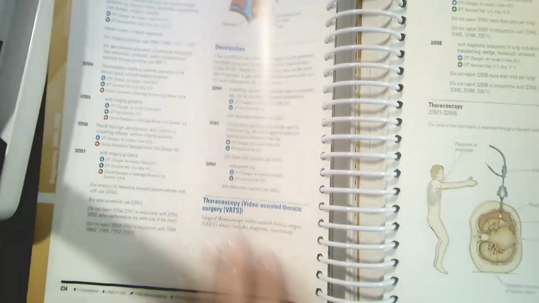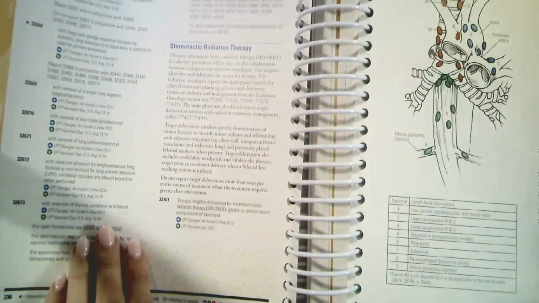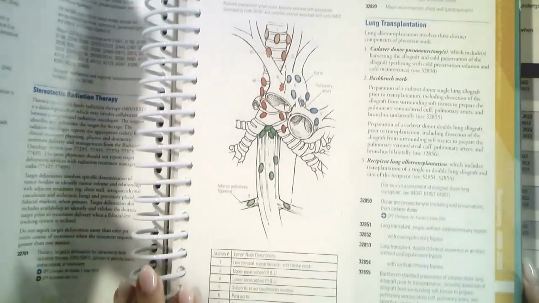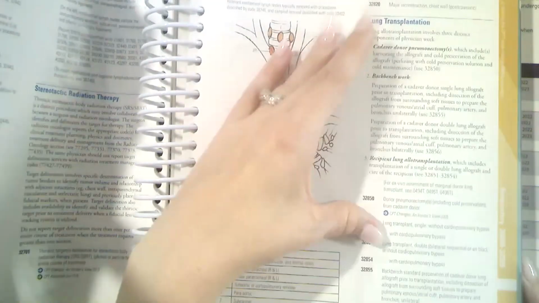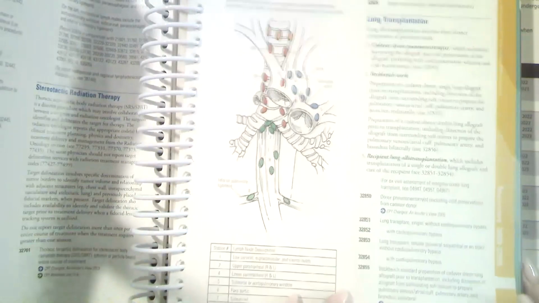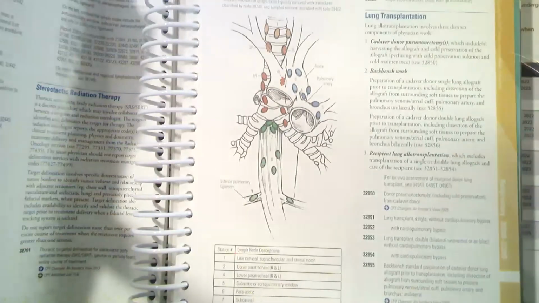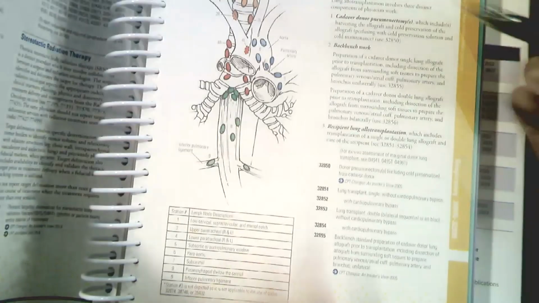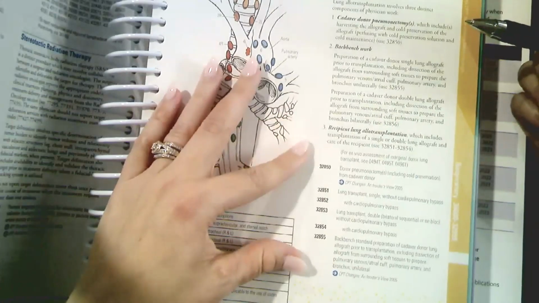Then we get into introduction and removal, destruction, VATS, radiation therapy, and then lung transplantation, which is going to be a very complicated procedure, obviously. What's good about this section is there's not a ton of codes to apply. So that I think makes it a little bit easier.